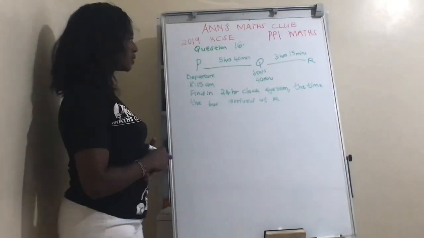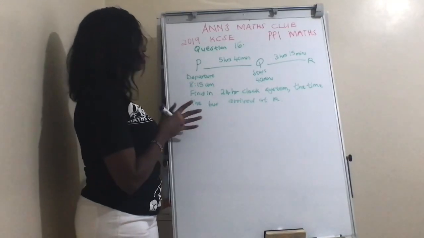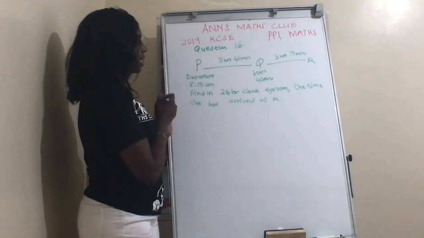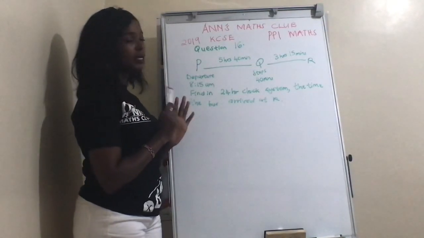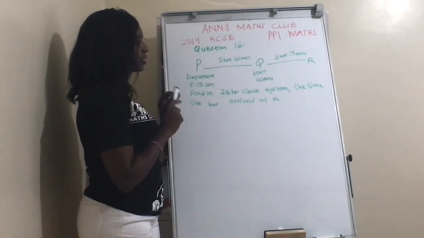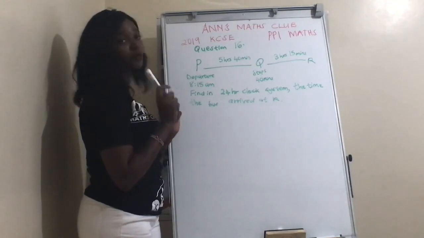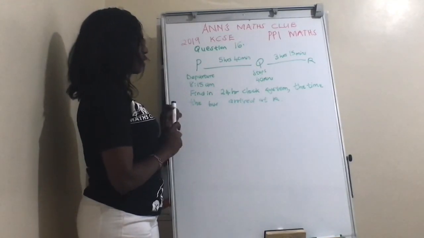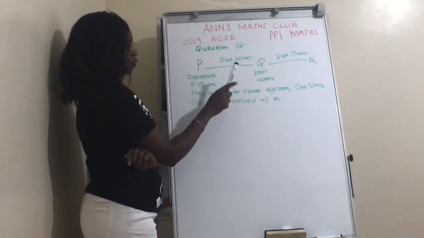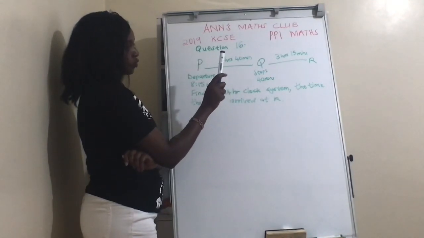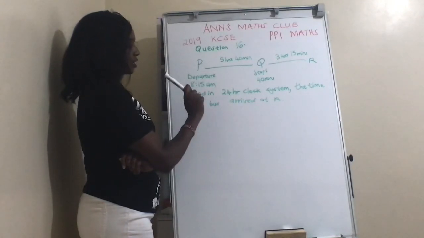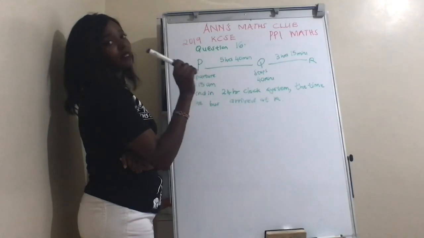So now on to question number 16. We've been told that a bus travels from P to R through Q, and every day it departs in the morning at 8:15 a.m. and stops at town Q for 40 minutes before proceeding to town R. On a certain day it took 5 hours and 40 minutes to travel from P to Q, and from Q to R it took 3 hours and 15 minutes. Find, in the 24-hour clock system, the time the bus arrived at R.